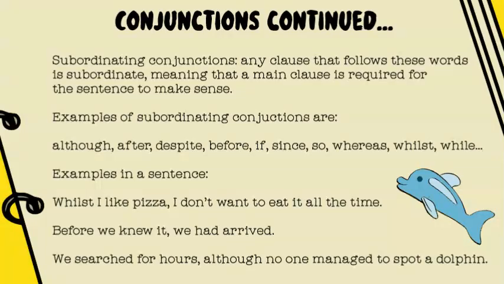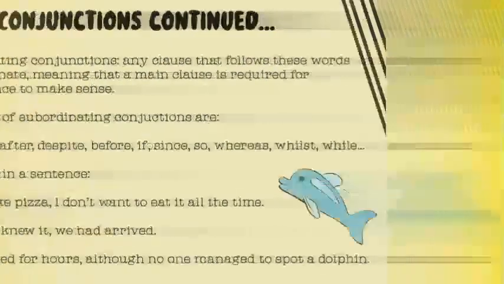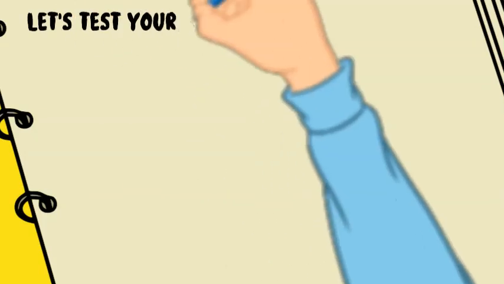In the sentence before we knew it, we had arrived. Before is the subordinating conjunction. We knew it is therefore the subordinate clause, and we had arrived is the independent main clause. In the example, we searched for hours, although no one managed to spot a dolphin, is more complex because the subordinating conjunction in that sentence is although, which means although no one managed to spot a dolphin is a subordinate clause, and we searched for hours is the main clause. Pause the video now to test your knowledge of conjunctions.